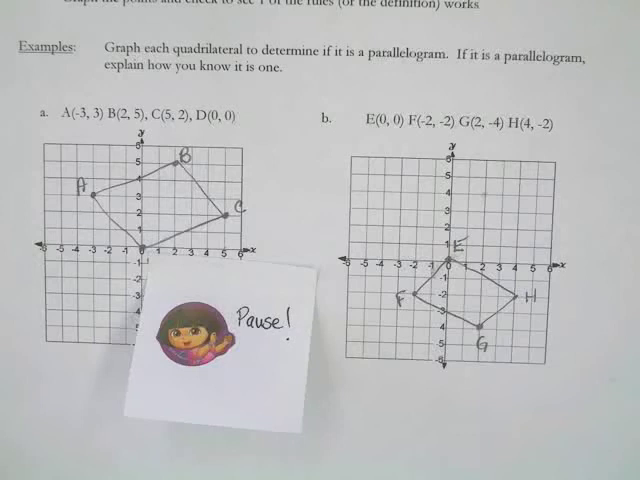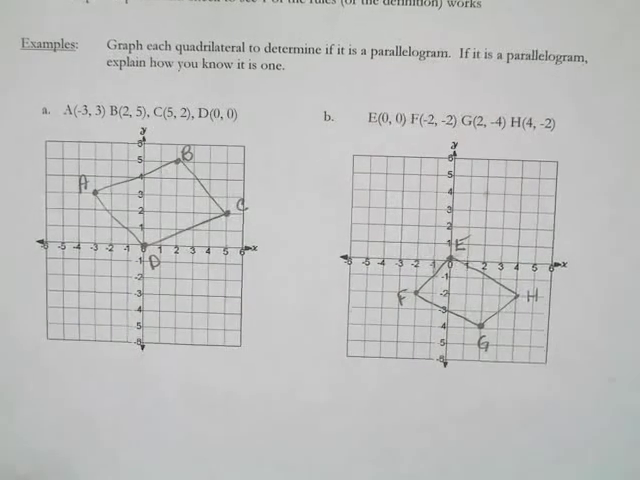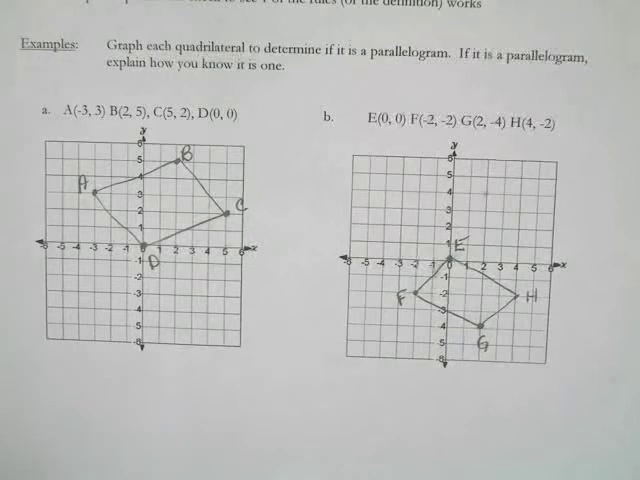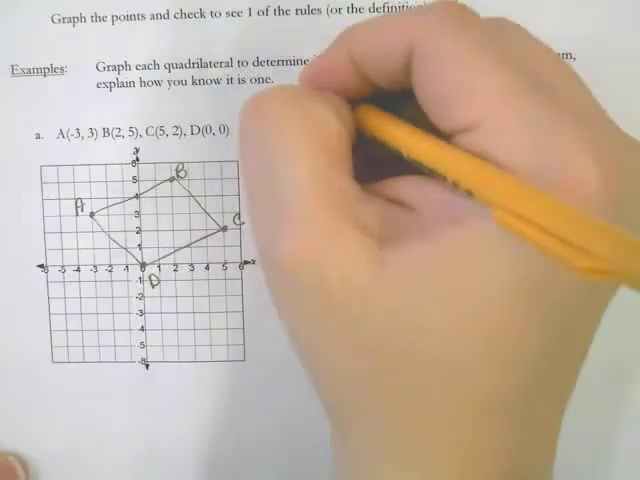Okay, so we have to figure out if it's a parallelogram. Well, a parallelogram has opposite sides equal, opposite angles equal, adjacent angles 180, and diagonals bisect each other. Those are all pretty hard rules. When I'm going to figure out if something's a parallelogram, I'm going to look and see if the opposite sides are parallel.